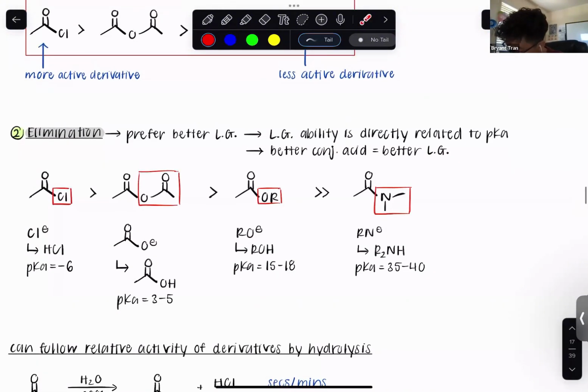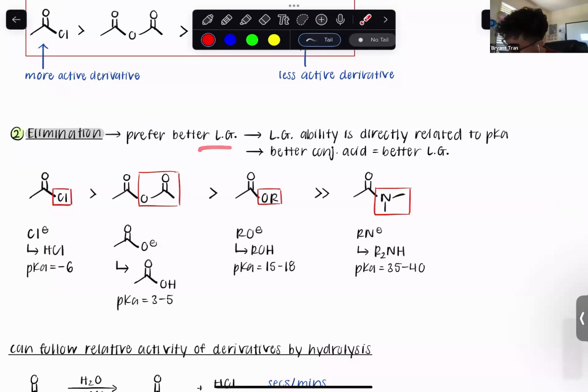Now, the second step, elimination, we're going to prefer a better leaving group, where the leaving group is going to be able to leave with that pair of electrons where the bond gets kicked off. So we see that this chlorine here is a good leaving group because when we kick off the good leaving group, this chlorine with the negative charge can be stable because chlorine is very electronegative, right? This anhydride right here, leaving group, if it leaves with a negative charge, it's also stable because this negative charge on the oxygen here can do resonance with that carbonyl right there.